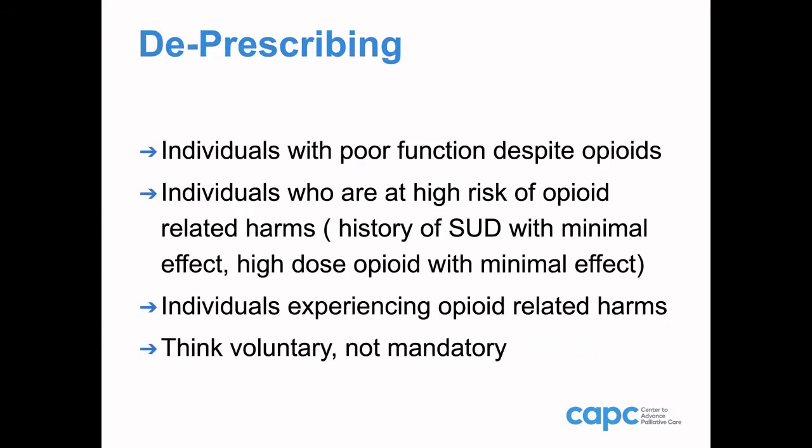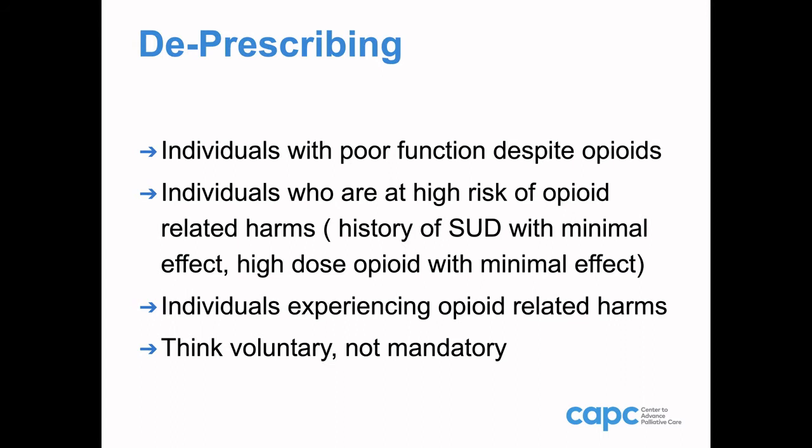So deprescribing, who do you deprescribe for? Individuals with poor function despite opioid therapy, individuals who are at high risk of opioid-related harms. These are the patients that maybe have a history of alcohol or even opioid use disorder in their past, who are on opioids now and aren't having the effect that you thought they would, or they're at high doses of opioid with not the effect you were hoping for. These are patients that you want to be considering deprescribing. And then obviously anybody experiencing opioid-related harms.